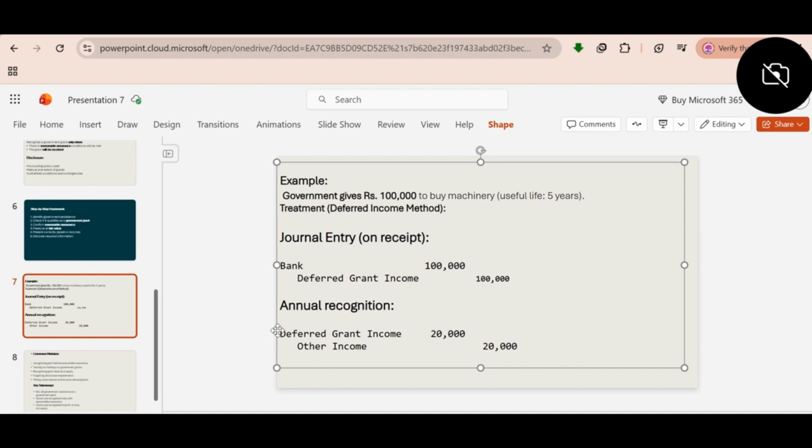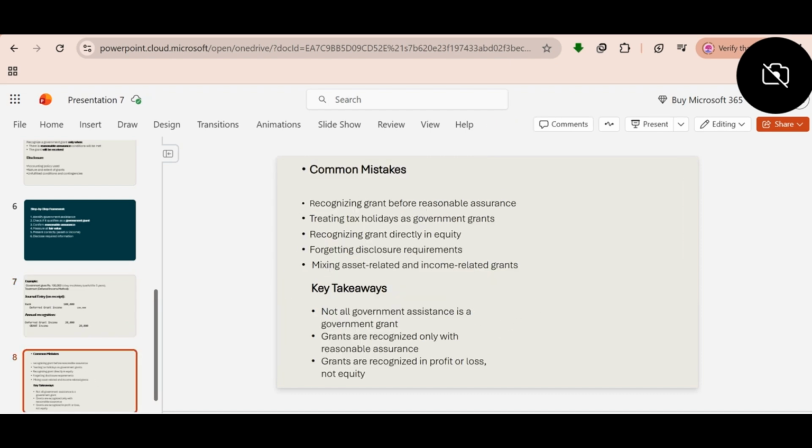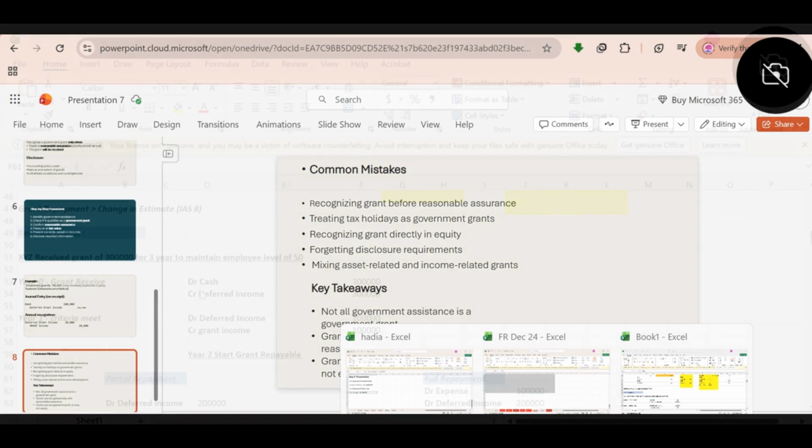Okay, so for that, what entry will be passed? Every year, we will debit the deferred grant income with the amount of 20,000 and record the income of 20,000. Here we have a journal entry: other income credit. It should be grant income, not other income. We need to record it as grant income credit, and deferred grant income debit.